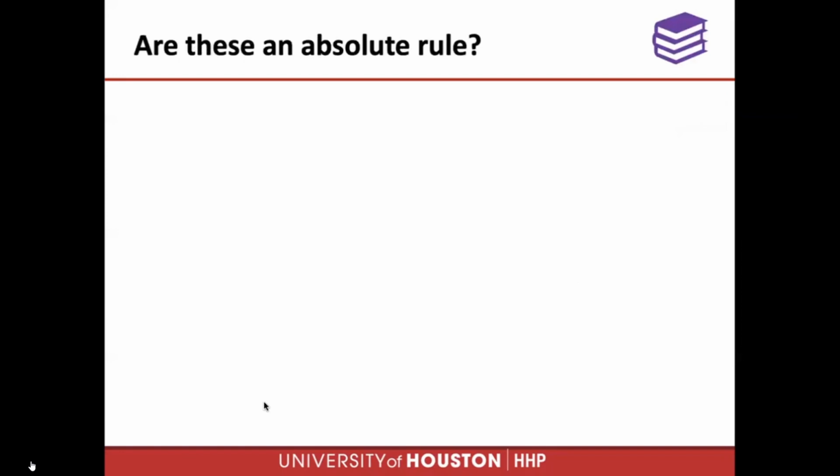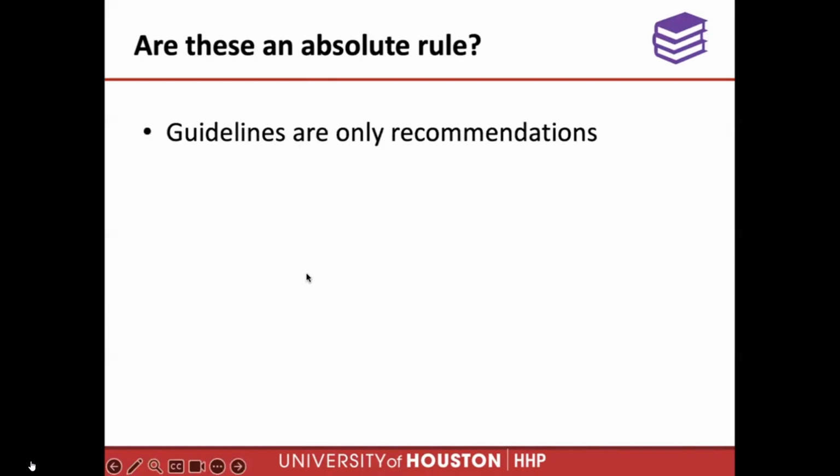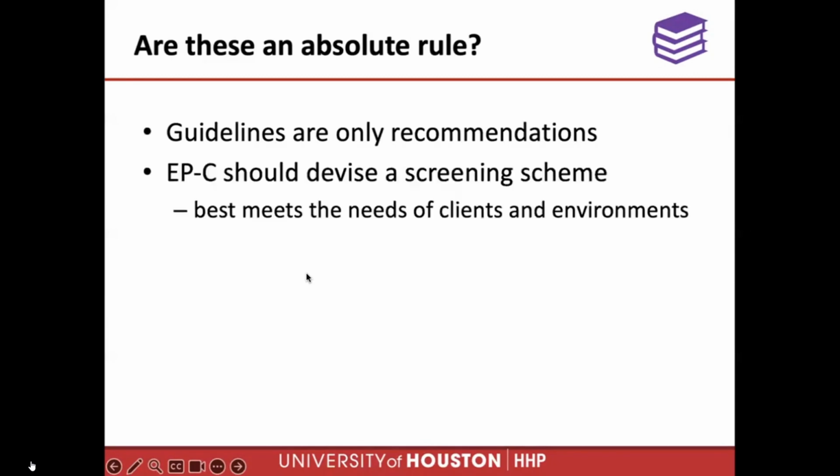Are these an absolute rule? If we were in person, you could see me shaking my head. No, they're not an absolute rule. These are guidelines, which means they're recommendations. They're not standard of care.